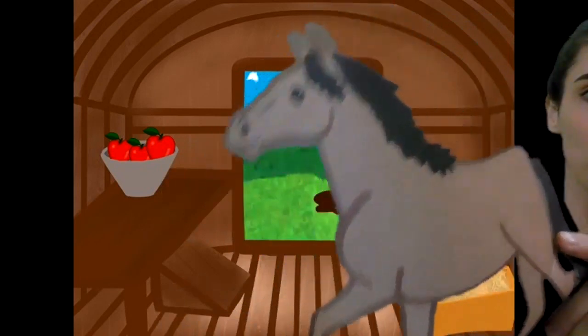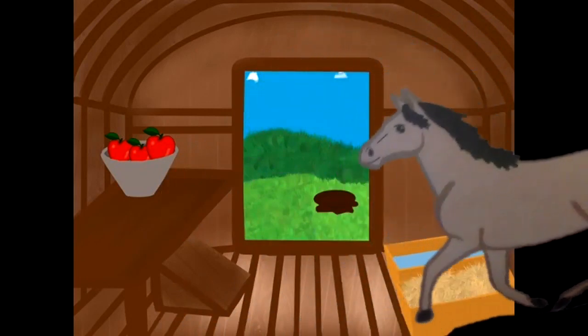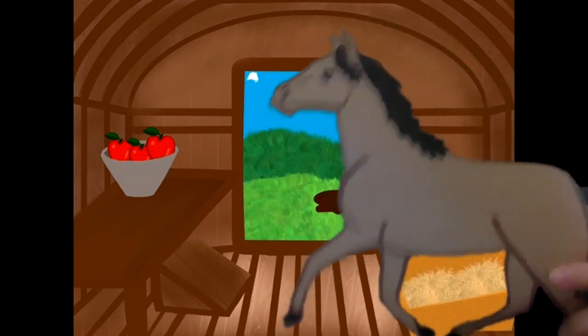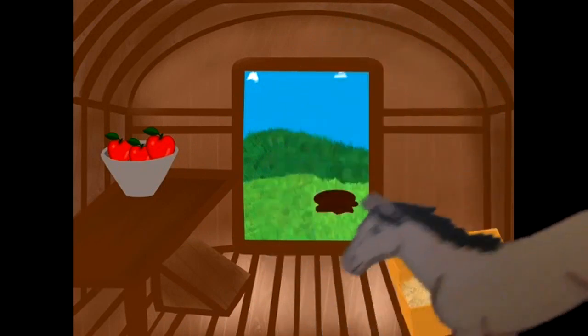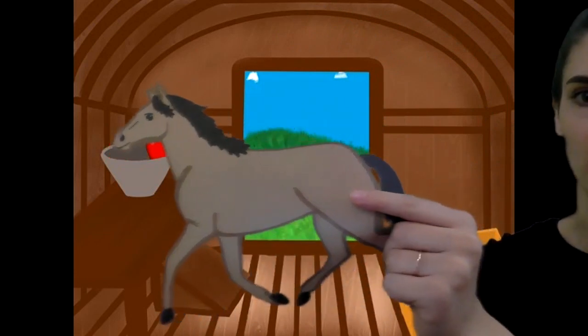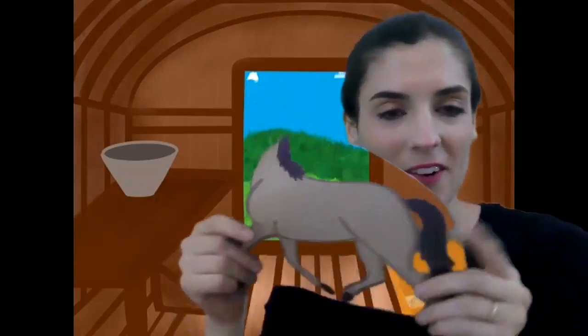I'm pretty thirsty. What do I do when I'm thirsty? Drink some water. That was yummy. Now I'd like a little hay snack. Okay, I'll eat some hay. Says I would like some apples. He ate 3 apples. And then we can say, what did he do first? What did he do second? What did he do third?